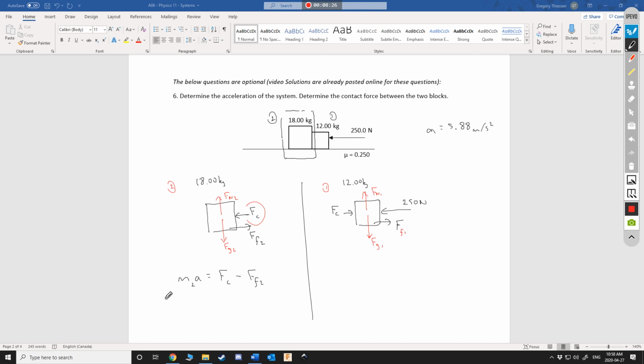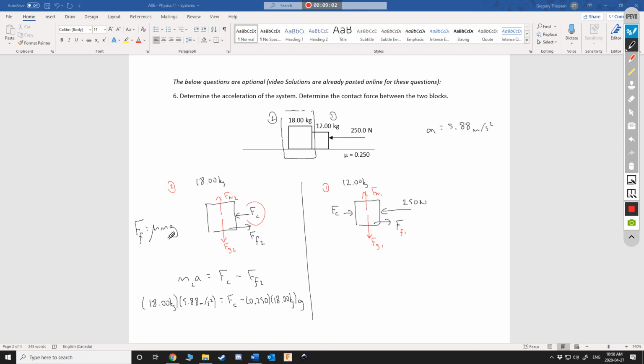So now I just fill in my numbers. I have 18.00 kilograms multiplied by 5.88. If you can, keep more decimal points for your acceleration when you plug this value in. So if it's in your calculator, hold on to that. We have FC minus our coefficient, still 0.25, the mass is 18 kilograms, and gravity is pulling it downwards. That's our force of friction if you forgot the equation, when it's on a flat level surface.